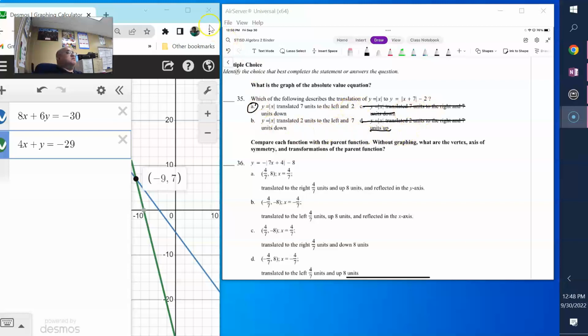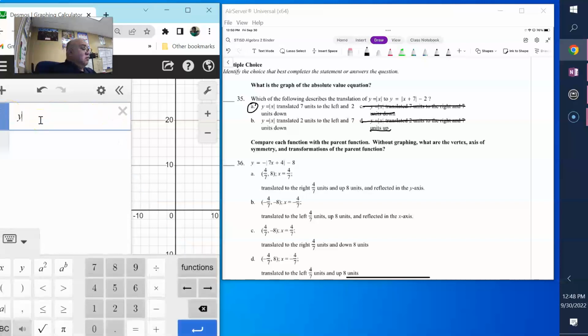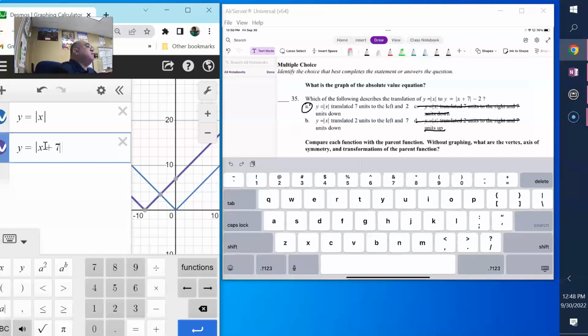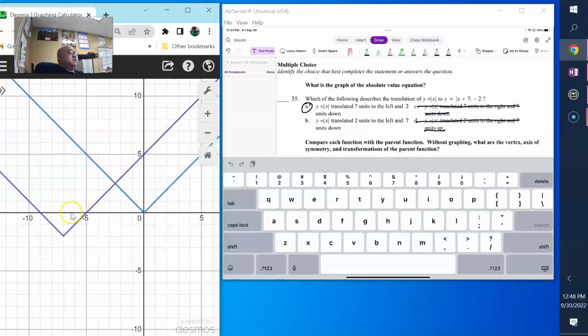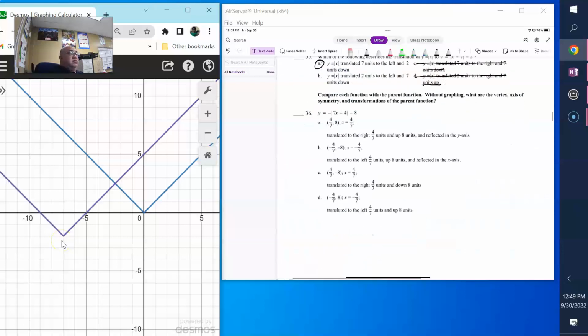I'm going to use Desmos here. I'm going to type in the parent function, y equals the absolute value of x, and then the other function, y equals the absolute value of x plus 7, minus 2. So if you look at the graphs, it did go left 7 units, and it went down 2 units, right?